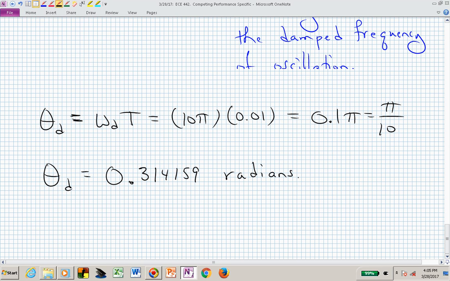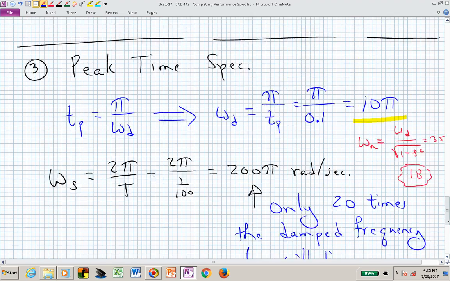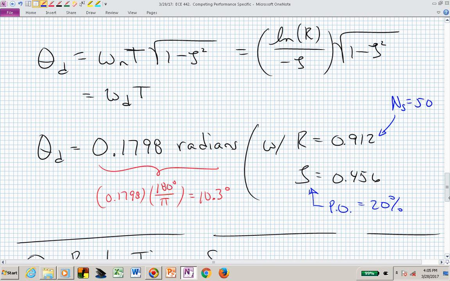Or if we wanted to translate that into degrees, now we would say, oh, we have 180 degrees divided by 10, using theta sub d as 180 degrees instead of pi over 10. We now have this as 18 degrees. And what did we have before? Well, from our percent overshoot spec, we just had an angle of 10 degrees.